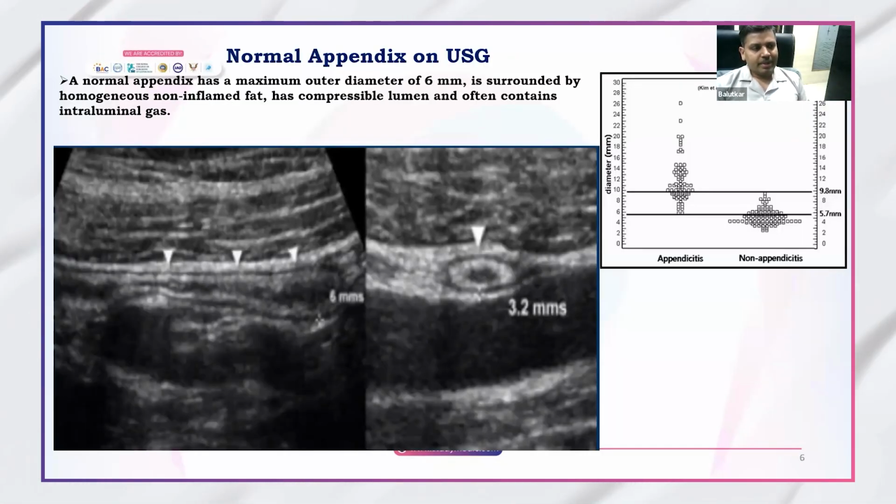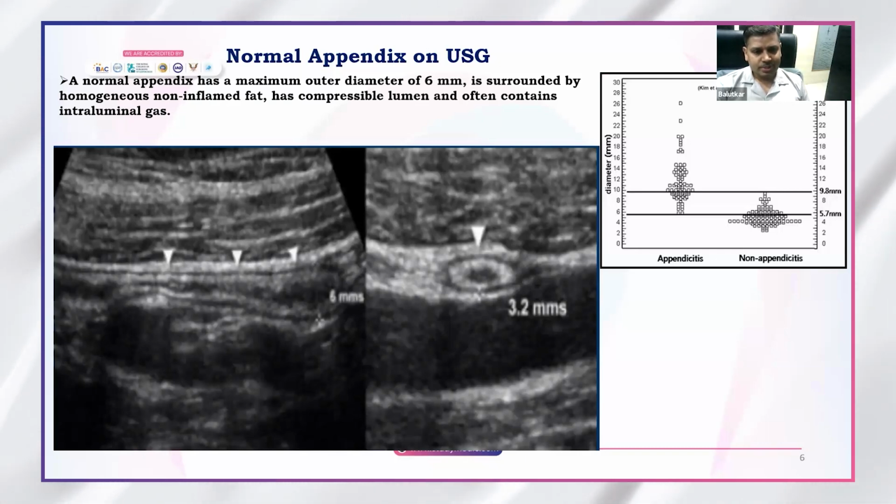So the normal appendix has a caliber of less than 6 mm, but there is some variation. This is a particular study published in the Radiology Journal in 2014. It is found that if the appendix is normal in caliber, especially if it is less than 5.7 mm, the patient will not have appendicitis.